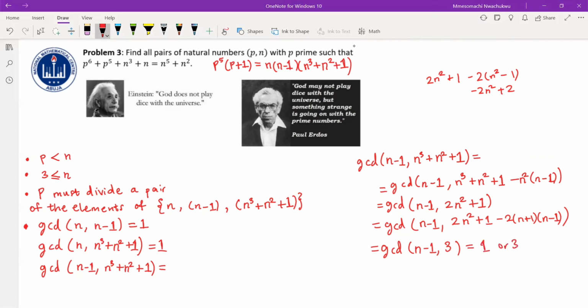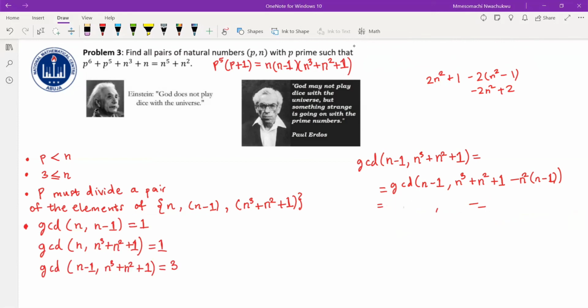But recall that the third point we made was that P must divide a pair of the elements. So we've already gotten that the first two GCDs are always going to be 1. So the GCD of the third one cannot be 1. If not, it will contradict the third statement. So it means the GCD of n minus 1 and n cubed plus n squared plus 1 must be equal to 3. Okay. Just erase this.